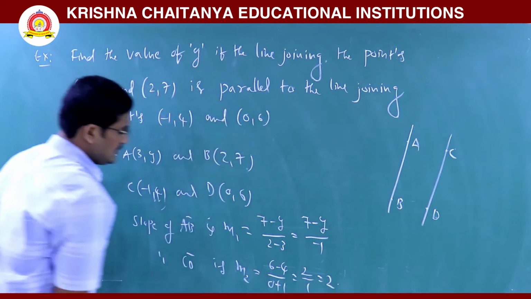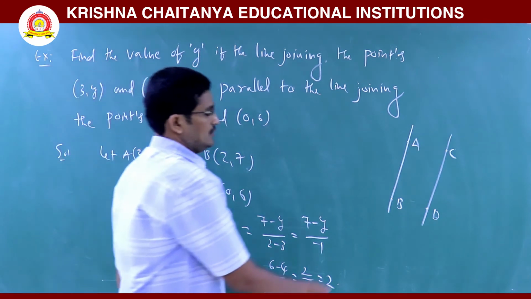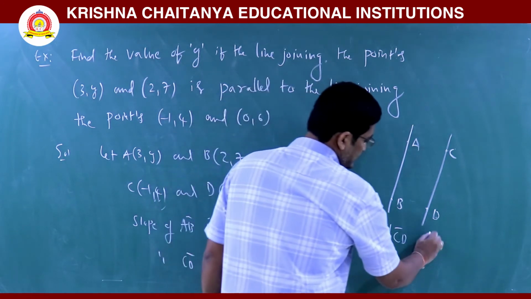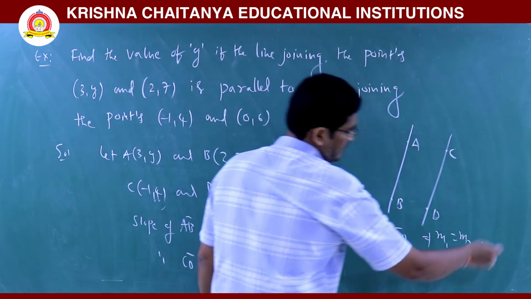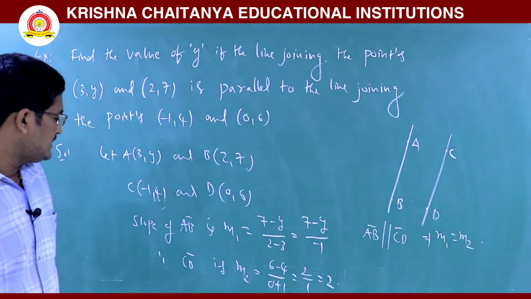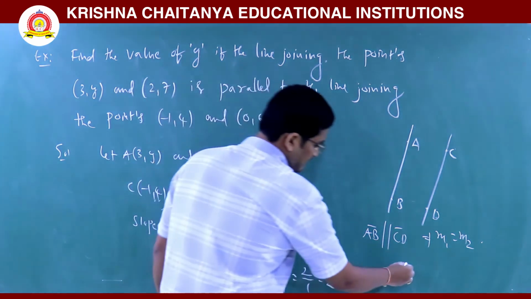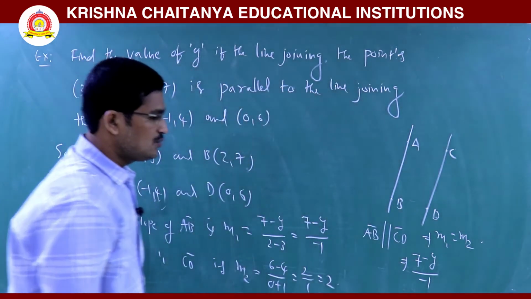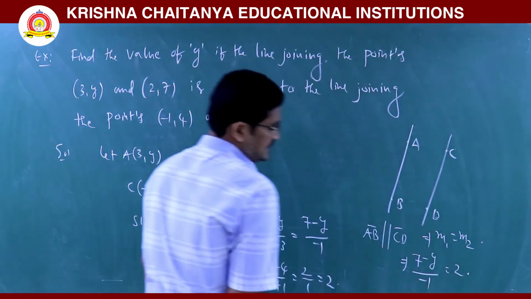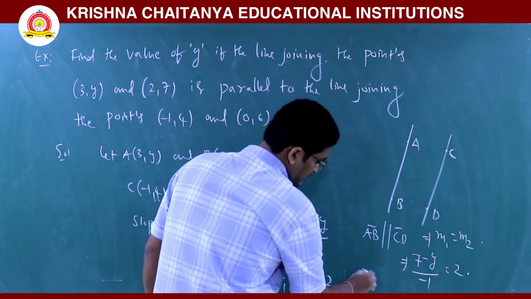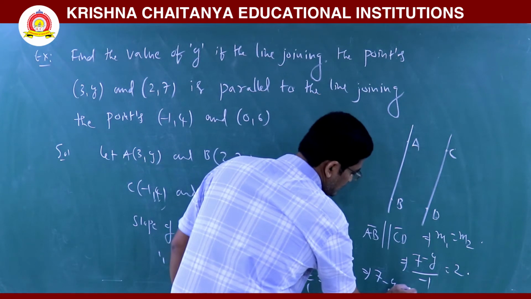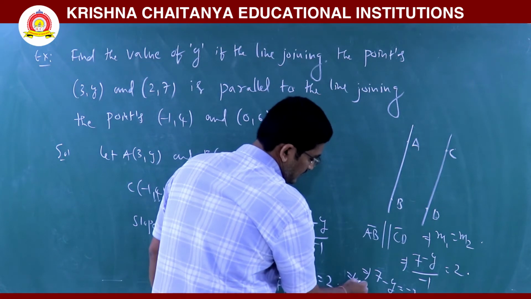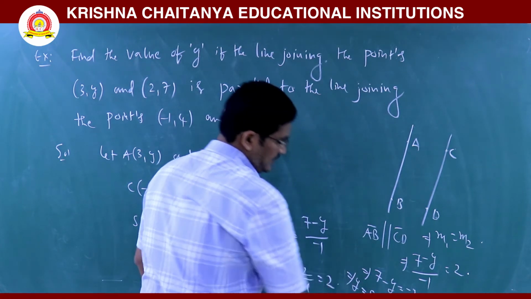That is 2. Given that AB bar is parallel to CD bar, this implies m1 is equal to m2. Then we have to make these two equal here. That is 7 minus y by minus 1 is equal to 2. I hope you understood. So 7 minus y is equal to minus 2. Then what is the value of y? Then y is equal to 7 plus 2. 7 plus 2 is 9.